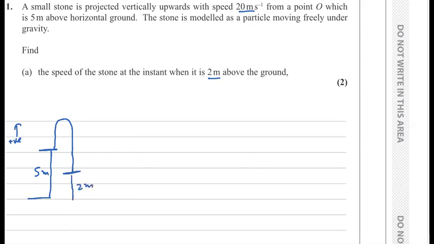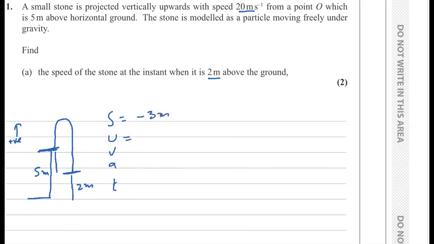As we have taken our upward direction positive, I will use the SUVAT equations. It's better if you write through SUVAT. Now what will be s? As it is now below the position from where it is projected, it is 3 meters below that position, because we have to find the speed 2 meters above the ground. So I will say s is minus 3 meters.